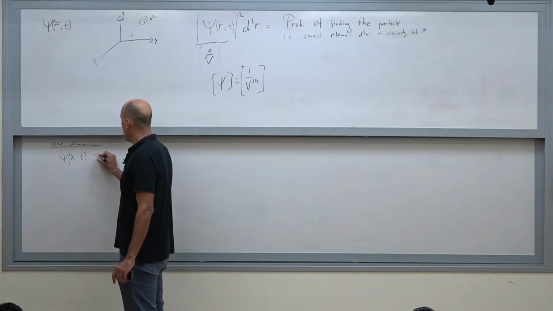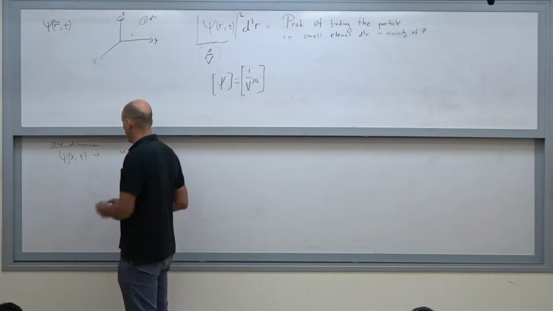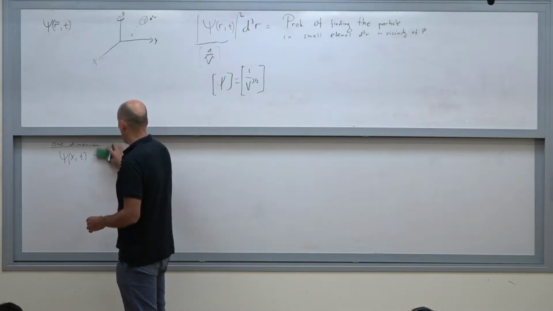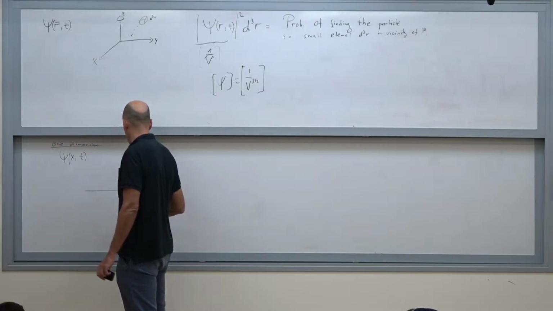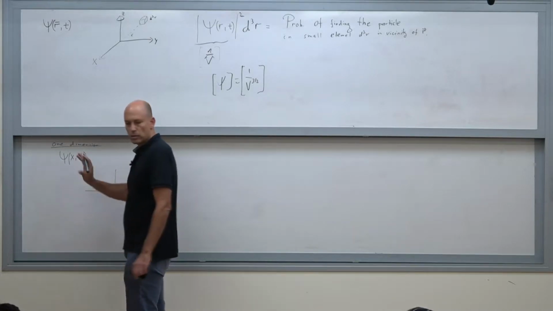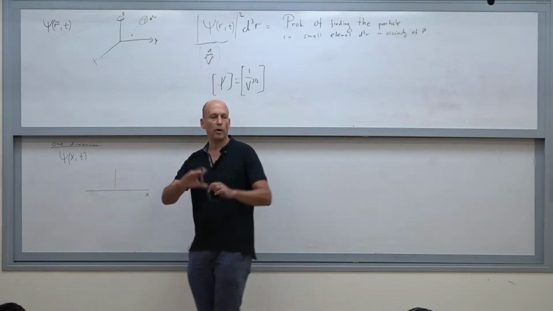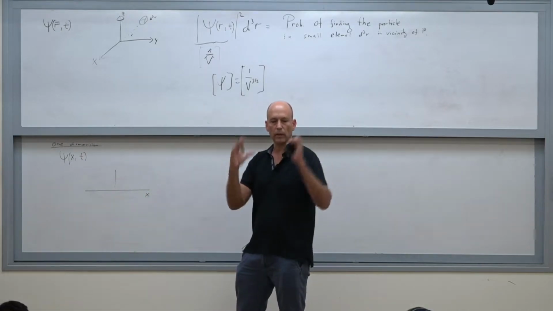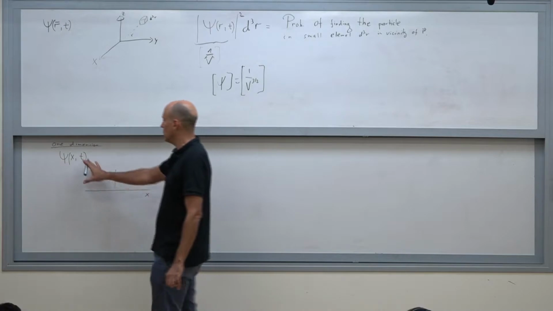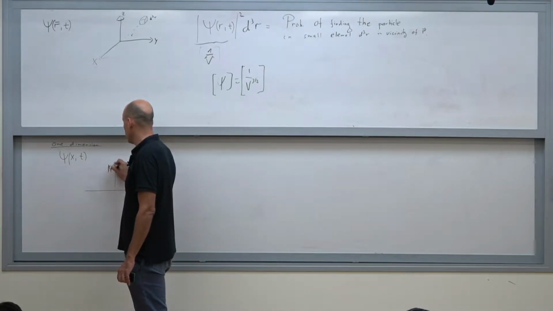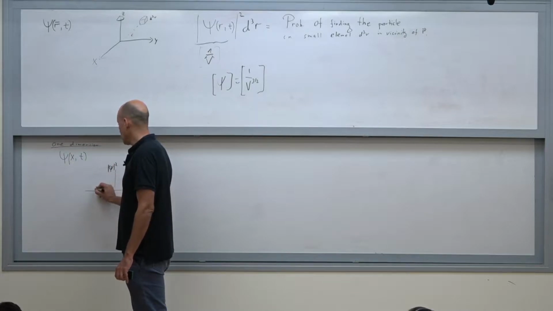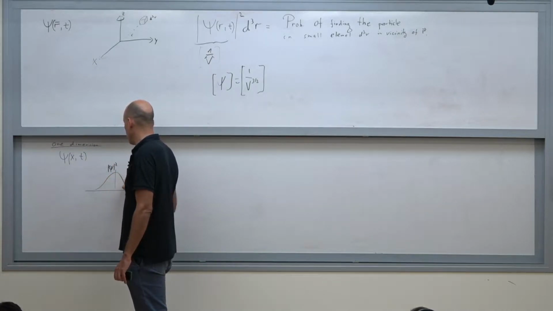From here, I can construct... I want to know... let us give an example. So this is x, and t is fixed, one time. So we're not talking about movies. The psi of x, t, I'm taking a snapshot at some given time t. And let's say that psi squared looks something like this, some Gaussian shape.